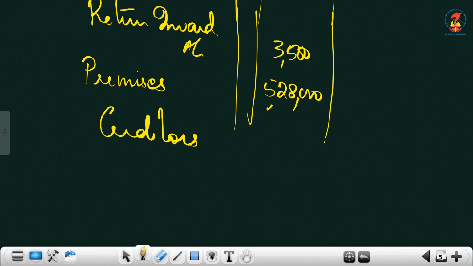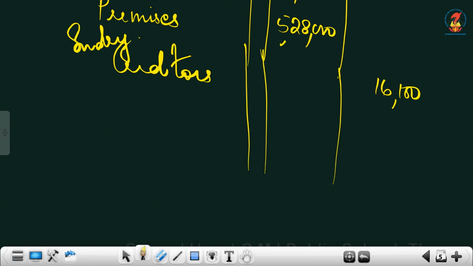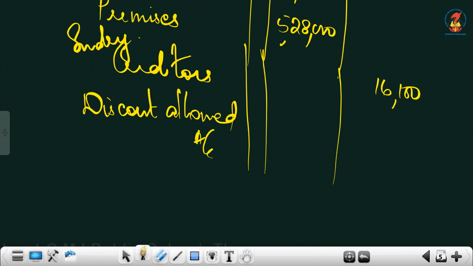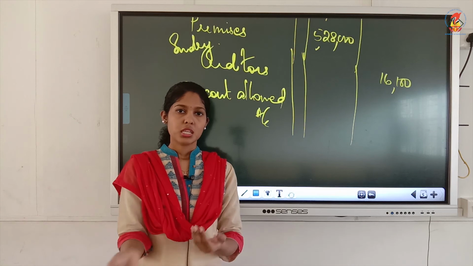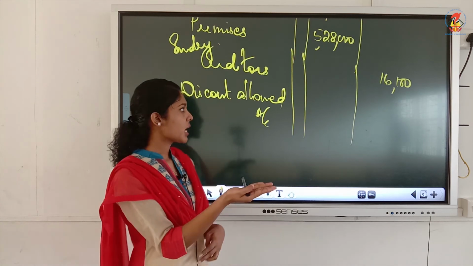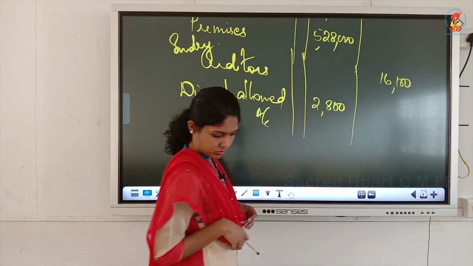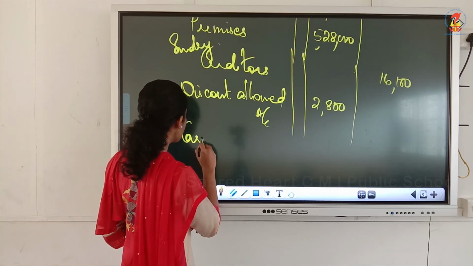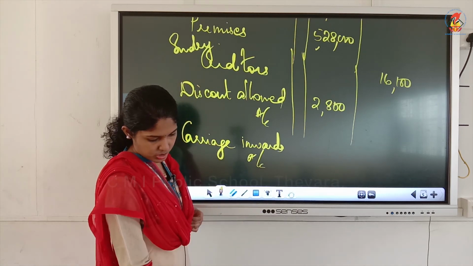Creditors, sundry creditors, you write sundry creditors, credit balance 16,100. Discount allowed, that's a familiar term for you because we have learned trade discount, cash discount and all. Discount allowed means from the firm's point of view, we are allowing, it's an expense for us. Discount received is income for us, discount allowed is expense for us. So, it's having a debit balance 2,800. Then carriage inwards, inwards and outwards both are expenses. So, debit balance. Amount is 1,400.